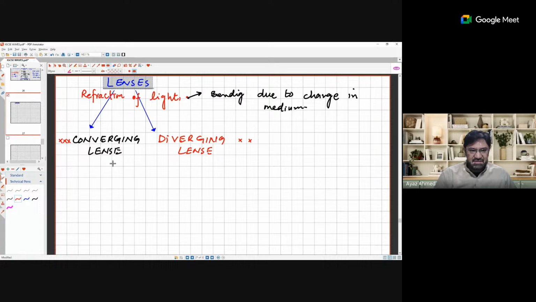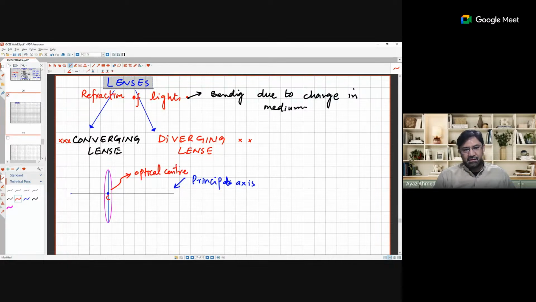So a converging lens is something like this. If I draw some lines which are required to be represented, I will label them. This is the principal axis, or the main x-axis, you can say. And this is the lens. If I draw a vertical line which cuts this horizontal line, there will be a center. This center is called your optical center. I will name it C, where C is your optical center.